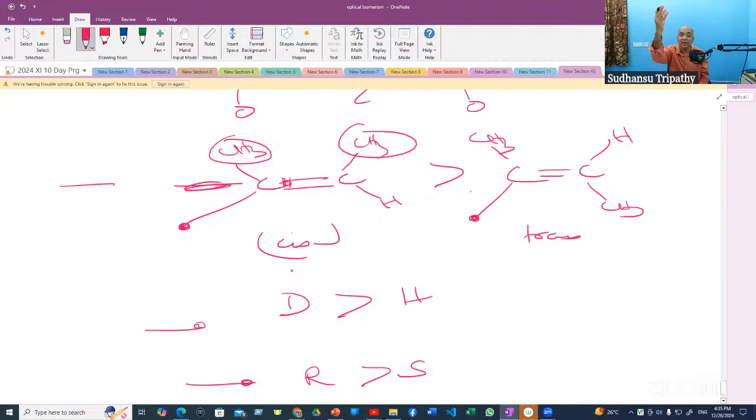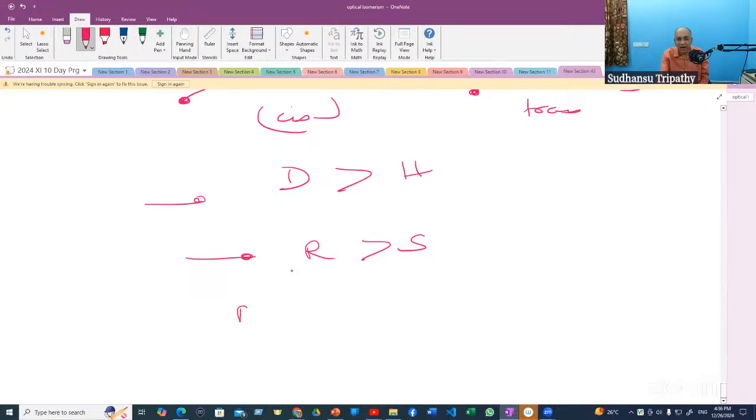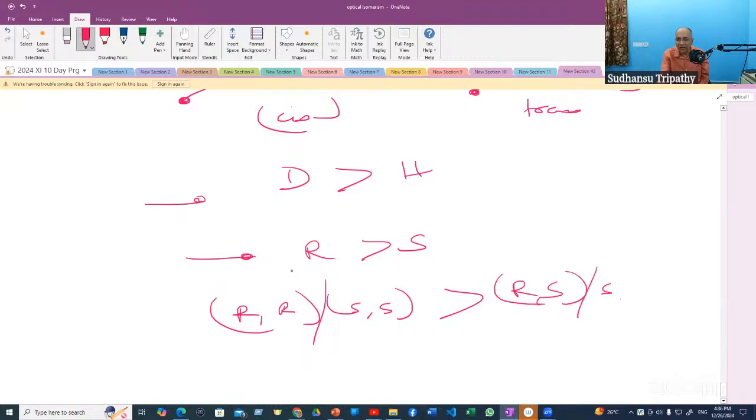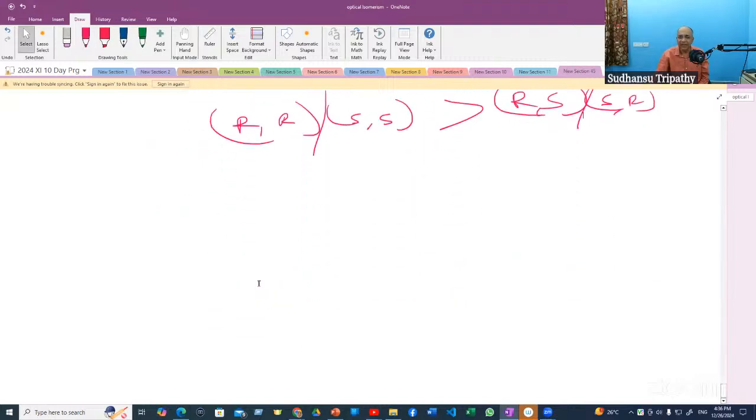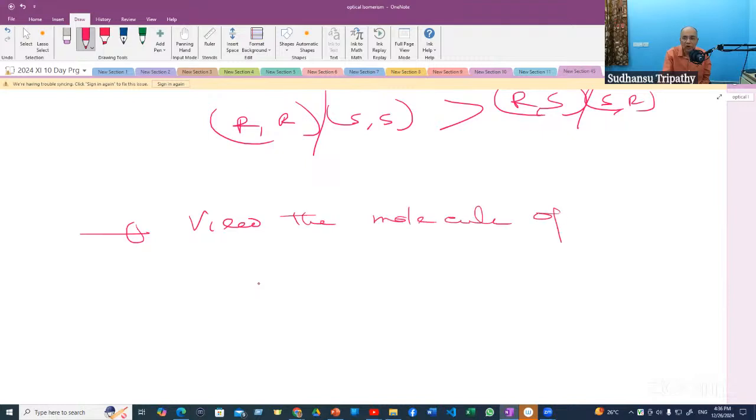Supposing on one side, we will talk about, just to write down, R is greater than S; similarly RR or SS is senior to RS or SR. We will be knowing all these things later. Just write down, leave a bit of space, something we will be doing. And then the second rule says, view the molecule opposite to the least priority group.